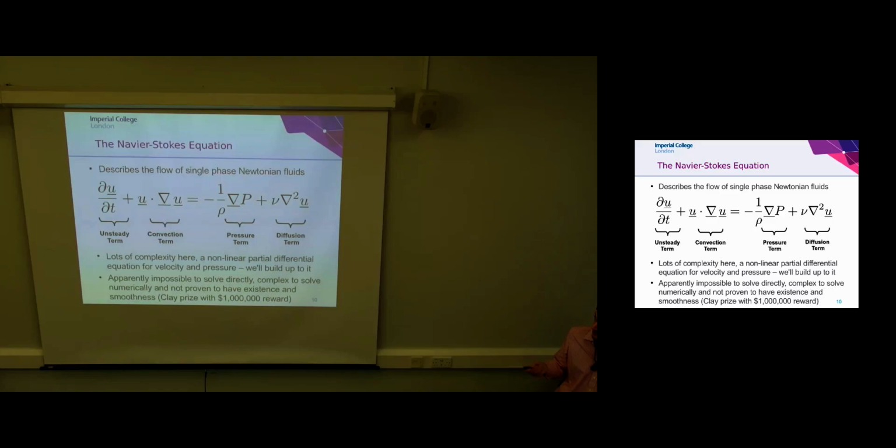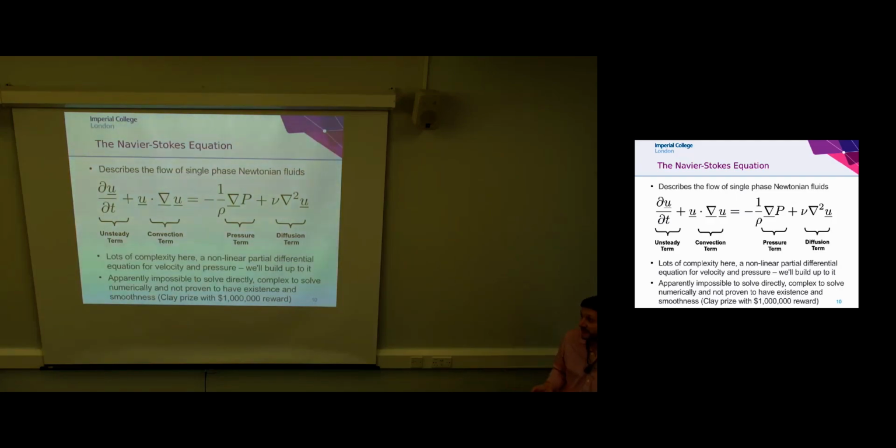And a local action of this will actually cause a flow. So this here is a term that represents that. And then finally, you've got this diffusion term, and this is if you drop some ink in liquid, this will be what causes it to spread out. So the various terms in this describe basically the overall behavior of the fluid.